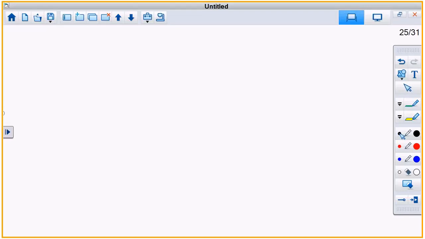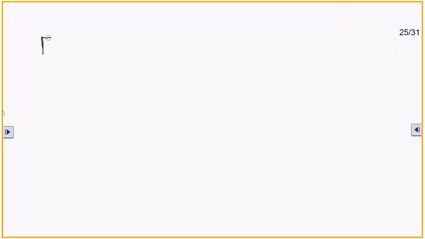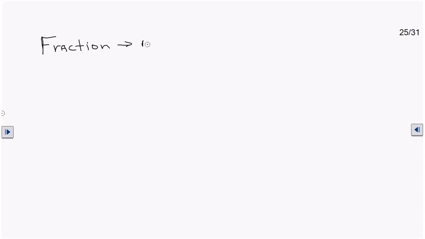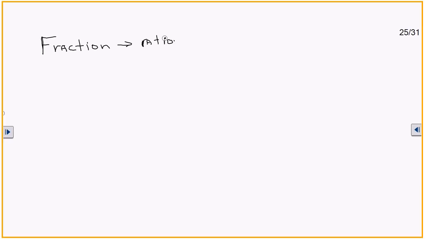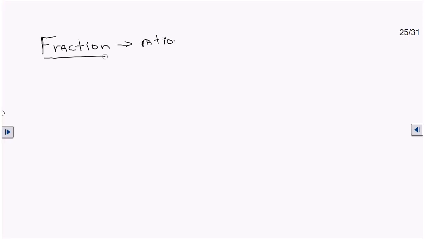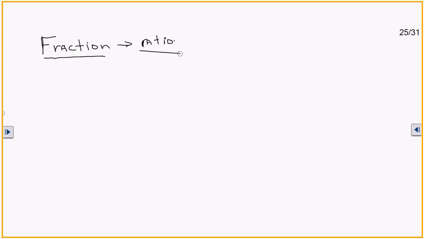So, first of all, what is a fraction? A fraction is also called a ratio. Not Horatio, but a ratio. And it basically is the same thing. A fraction, and I like to tell students, think of it as a pizza.